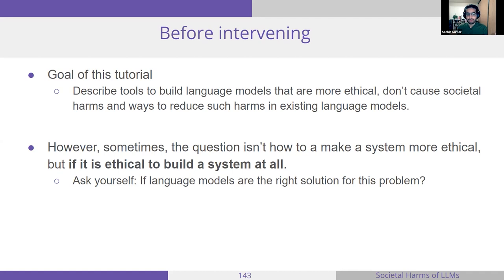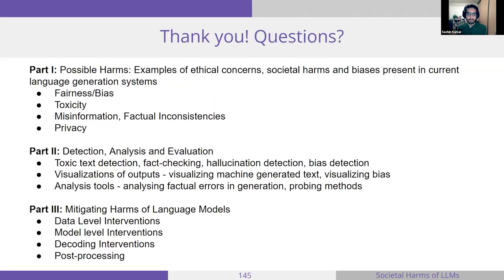This issue has come up in machine learning applications many times, with people designing systems to predict, say, a person's IQ or their sexuality, where clearly predictive solutions have no use. And if you're using any such kinds of applications or planning to use, this is a question you should ask yourselves: do I need a language model or any other kind of AI solution for this? And with that, we thank you.